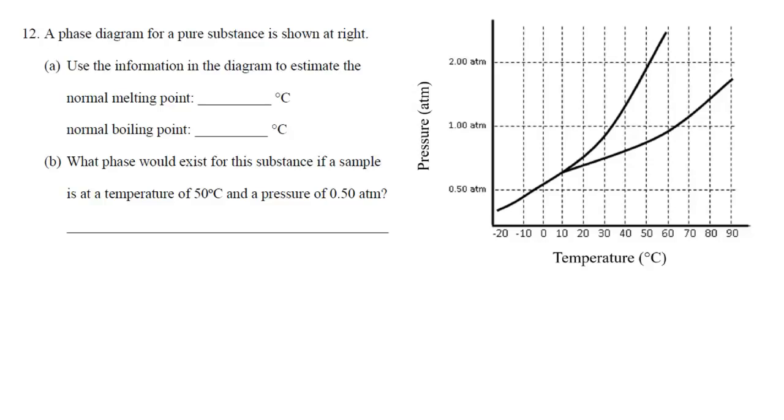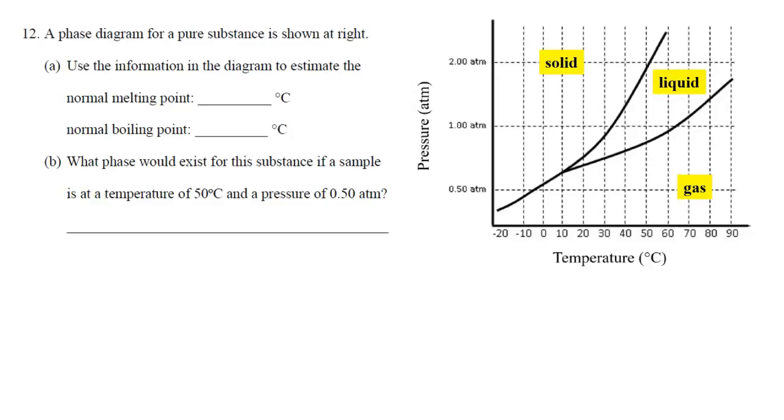So the colder temperatures would be on the left. That would correspond to the solid region of this diagram. The hotter temperatures are on the right. That would correspond to the gas region in this diagram. And then in between those two lines, that would be the liquid. So when you're labeling a phase diagram, solid on the left, gas on the right, and then liquid in the middle between those lines. Now, on to part A.